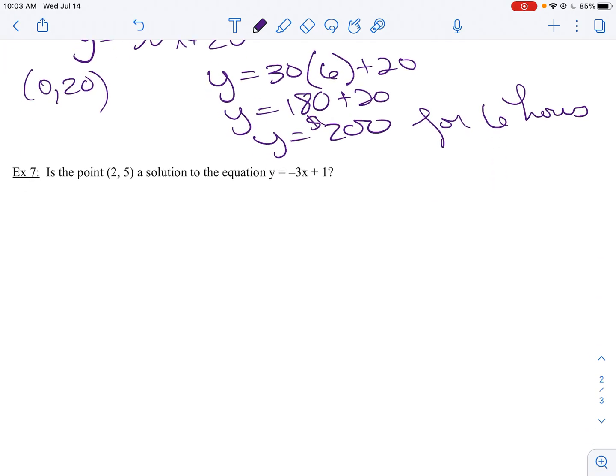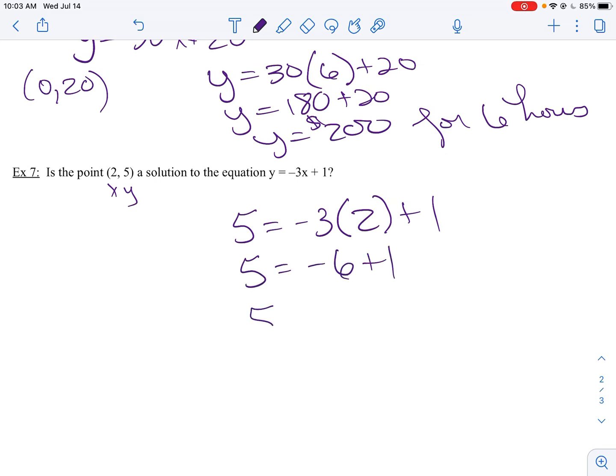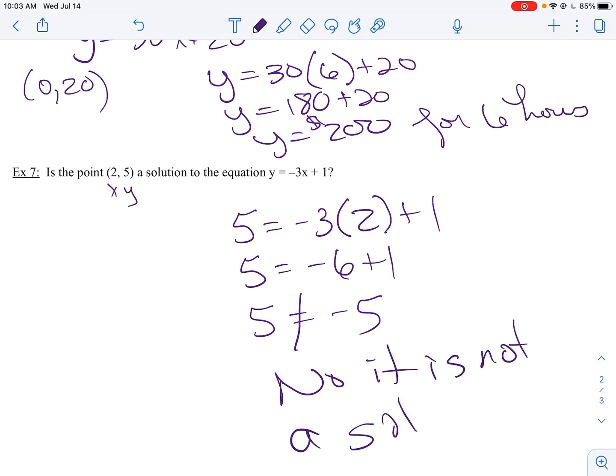Okay. And then last but certainly not least, is this a solution? Well, this is the x, this is the y. Does it work? So I'm going to replace my x and y. My y value is 5. My x value is 2 plus 1. So 5 equals -6 plus 1, 5 equals -5. That doesn't make sense. So no, it is not a solution. Okay.